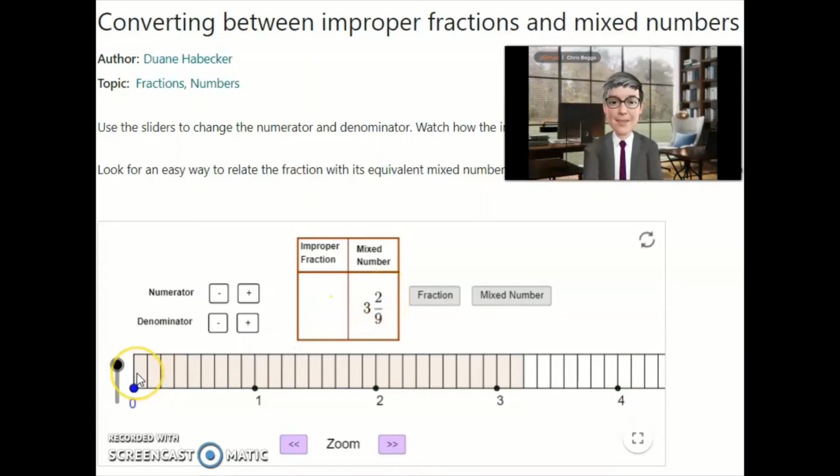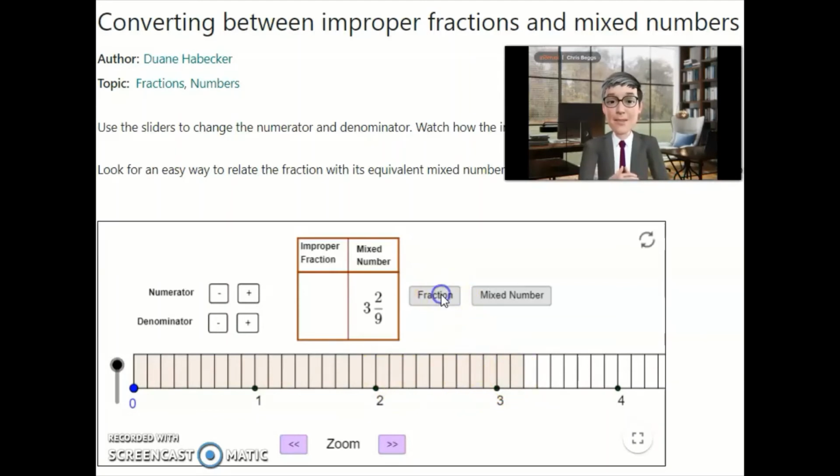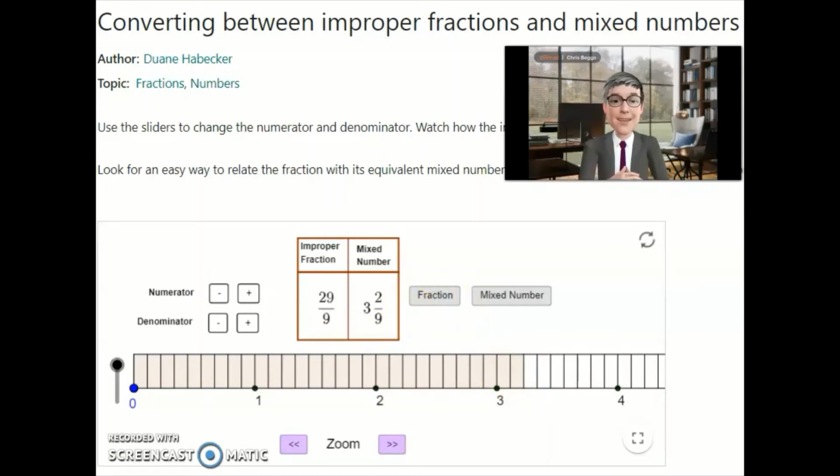And we can count them if we wanted to. 1, 2, 3, 4, 5, 6, 7, 8, 9, 10, 11, 12, 13, 14, 15, 16, 17, 18, 19, 20, 21, 22, 23, 24, 25, 26, 27, 28, 29. So that is 29 ninths, and that gives me my answer.